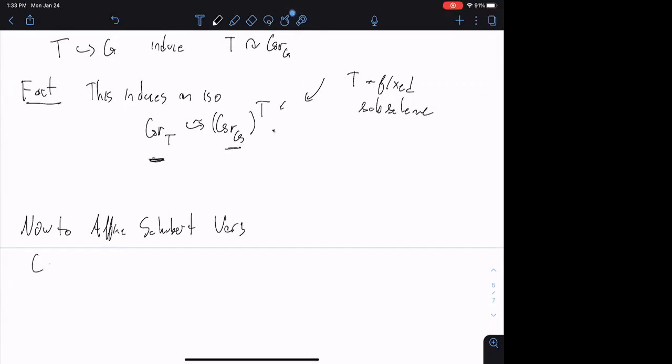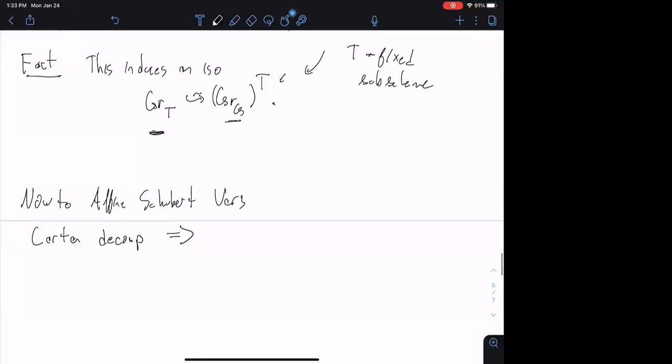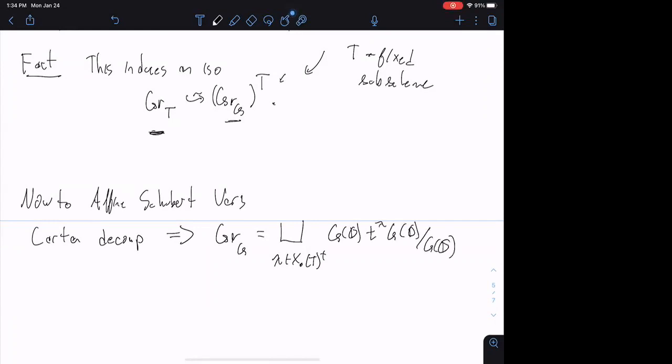The Cartan decomposition implies that for G semisimple, I have a decomposition. Gr G will break up into a union over all lambda inside the coweights of G(O) t^lambda G(O) mod G(O). So this thing right here will be called a Schubert cell.